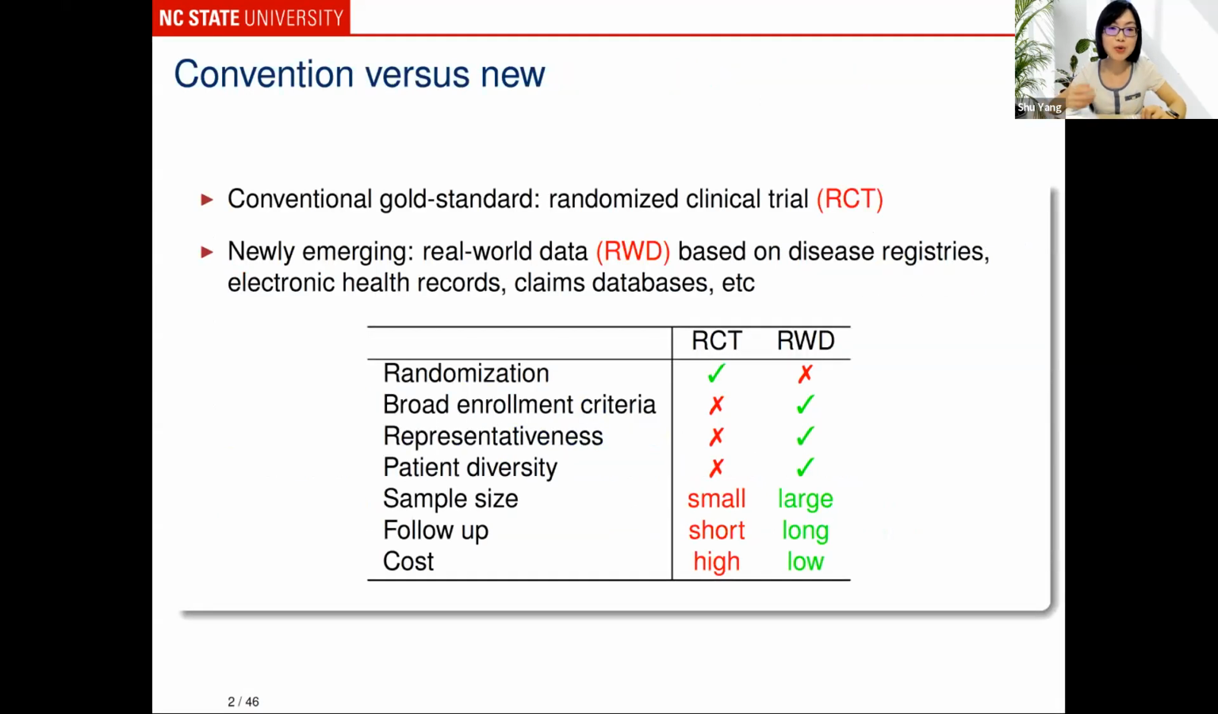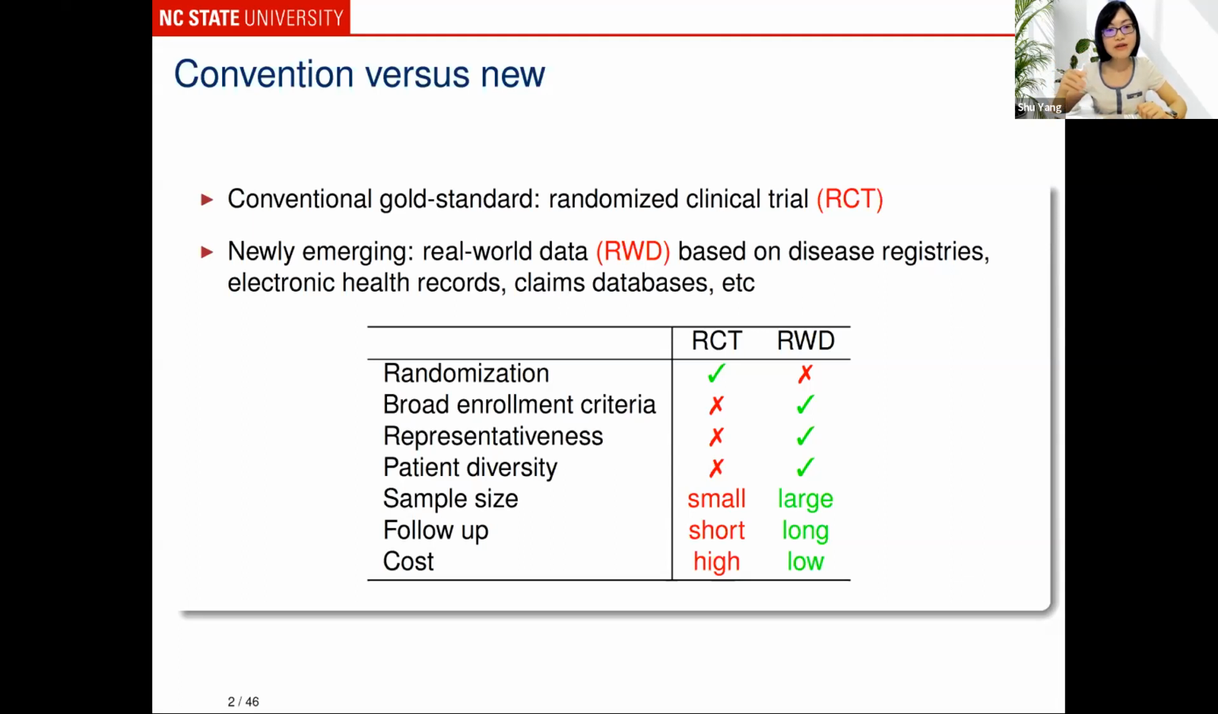We know that the gold standard for treatment effect evaluation is a randomized clinical trial. This is because we have randomization of the treatment at the design stage and it ensures that different treatment groups are comparable, so bias can be minimized. But RCTs usually have very restrictive enrollment criteria, and therefore the underlying population may not represent the target population well. And due to practical limitations, it may be limited in patient diversity, right? Small in sample size, follow-up is short, and the cost is very high.